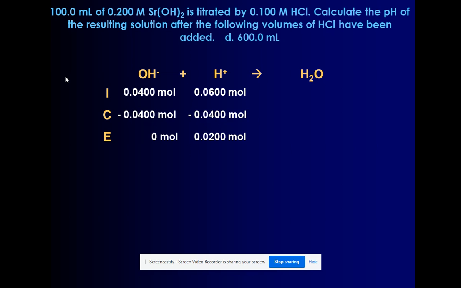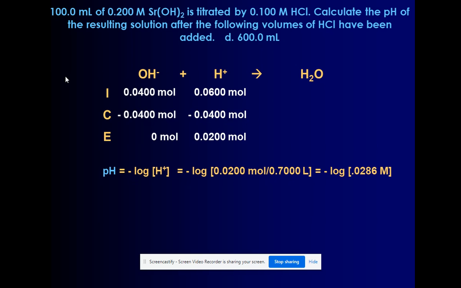We need to find the pH of the hydrogen ions that are present in our mixture. So we account for the fact that the hydrogen ions are dissolved now in 700 milliliters of solution, the 100 milliliters of strontium hydroxide, and the 600 milliliters of hydrochloric acid. When we divide those two quantities, we get that the concentration of hydrogen ions is 0.0286 molar. When I take the negative log of that value, my pH has dropped drastically because now, again, I'm in a primarily acidic solution, 1.544.